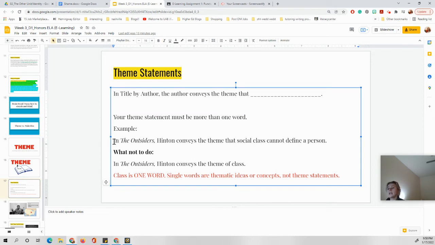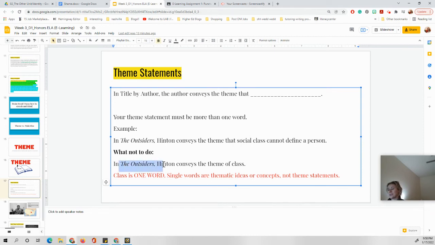So here's my example. In The Outsiders, comma, prepositional introductory phrase, in The Outsiders, Hinton conveys the theme that social class cannot define a person. Conveys a theme. Here's my theme: social class cannot define a person. That's one of the things that we learn, a message about life that we learn from reading The Outsiders, because it's about socs, it's about greasers. And we learn that greasers and socs can't be defined based on their social class.